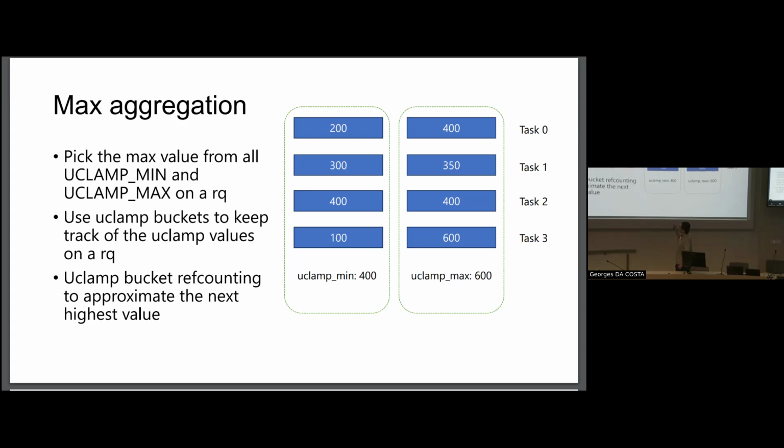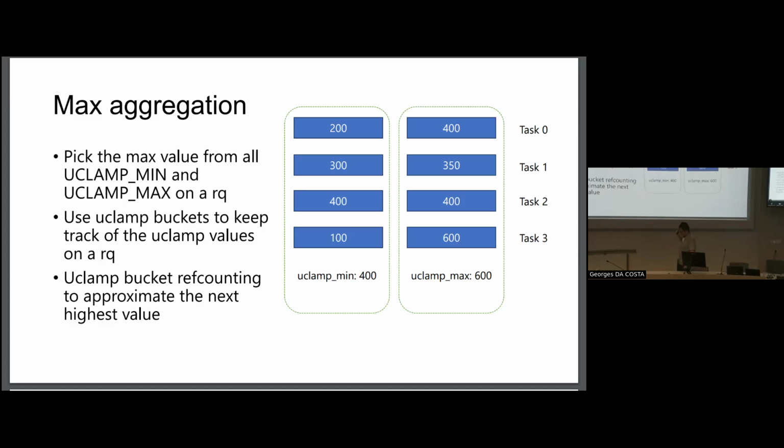There's also the Uclamp buckets implementation, which I won't go into too much detail. Basically, whenever you dequeue a task, you need to know the second highest value, because then you need to pick that value. The bucket implementation keeps track of the value. It's an approximation, but it works. And that's how you know, when you dequeue a task, what's the next highest value.